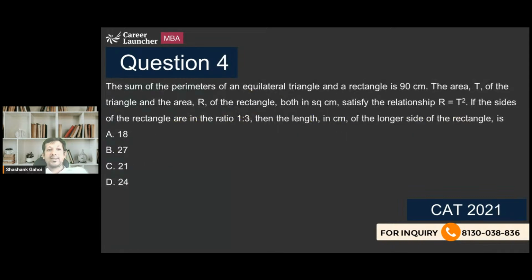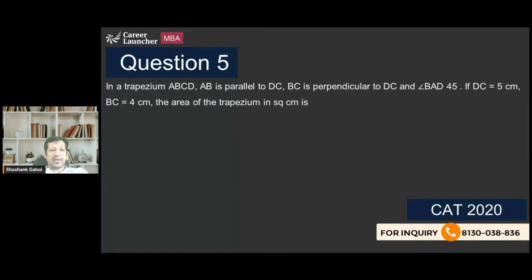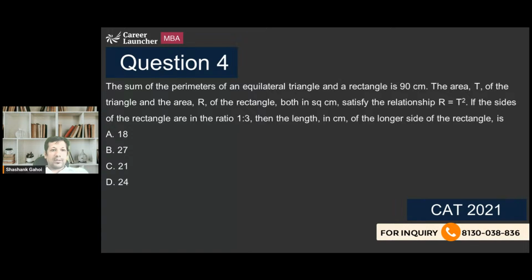What does it say? That the sum of perimeters of equilateral triangle and rectangle is 90. The area T of the triangle and area R of the rectangle have a relation of T square. Okay. The sides of the rectangle are in the ratio of 1:3. So I'm just going to have one rectangle.